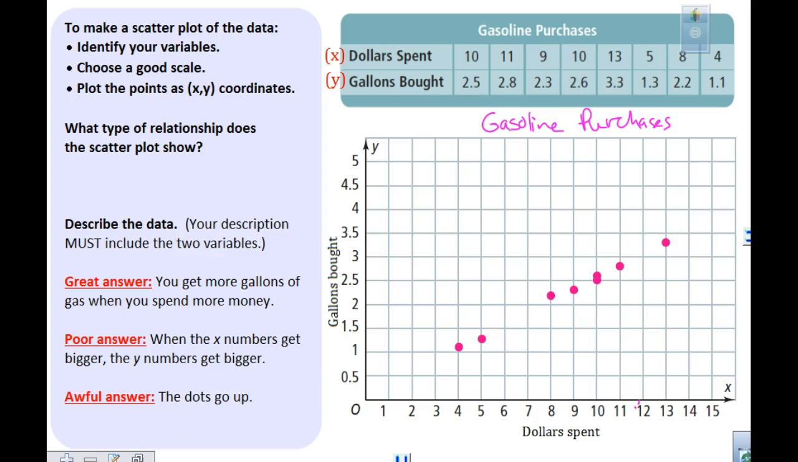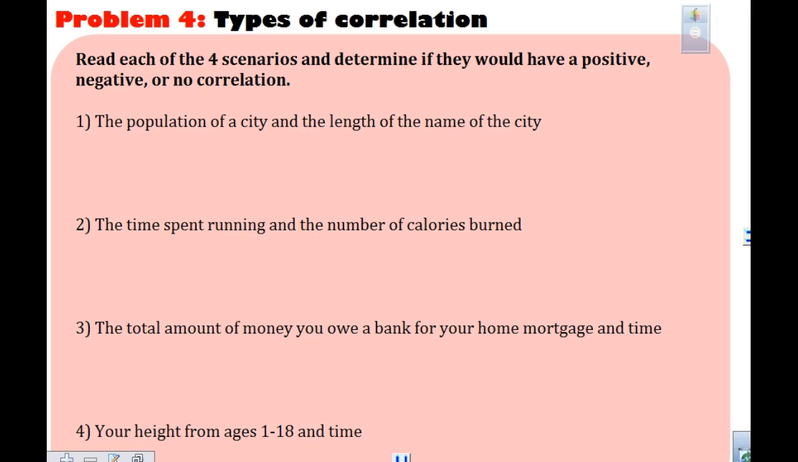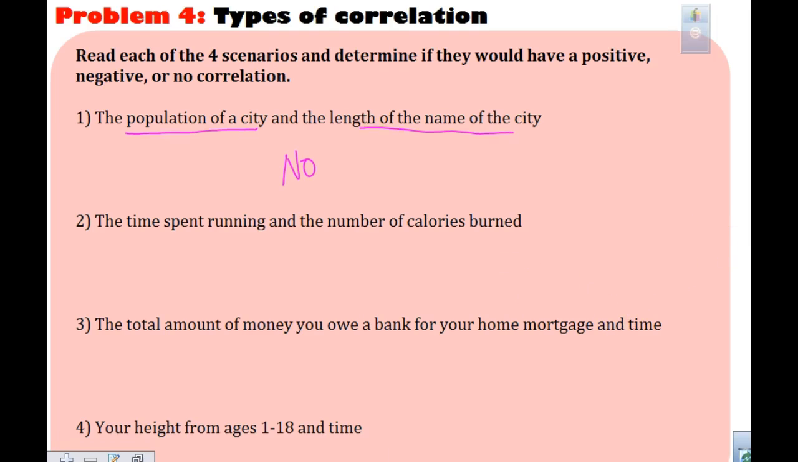Okay? Question: positive, negative, or no correlation? The population of a city, so think about how many people in Fargo, how many people in Moorhead, how many people in Castleton, think of any name of a town. So the population of a city and the length of its name. Do we think that there is positive, negative, or no correlation? No correlation. We would hope no correlation. Like Fargo actually has more people than Moorhead, right? So if we were looking at that. West Fargo has more letters. I think Fargo is still considered a little larger than West Fargo.